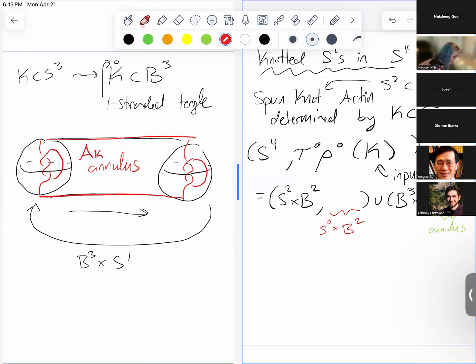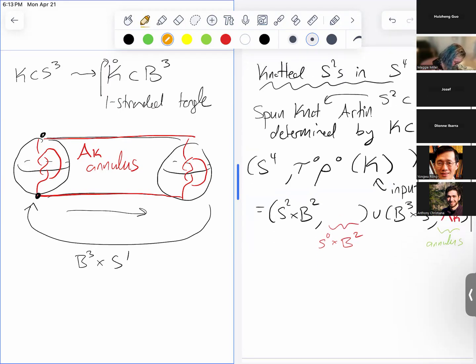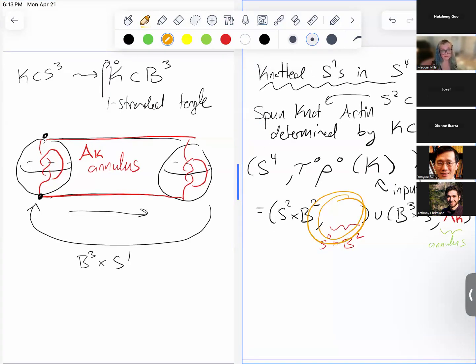But even though the annulus depended on my knot, the boundary of it is really uninteresting. The boundary of this annulus is just the north and south pole of the three ball cross S1. It doesn't matter what the actual classical knot is. I just get the same boundary. So here I'm going to specify two disks who have that same boundary. I'm going to take literally those two points.